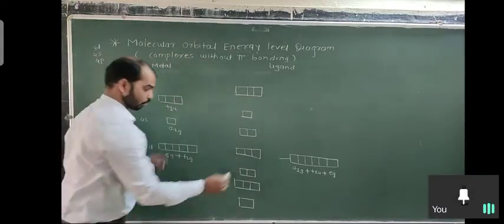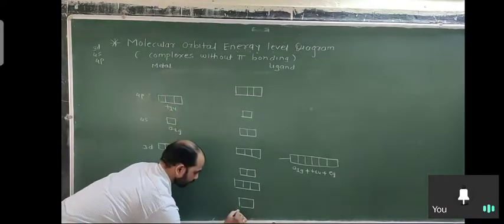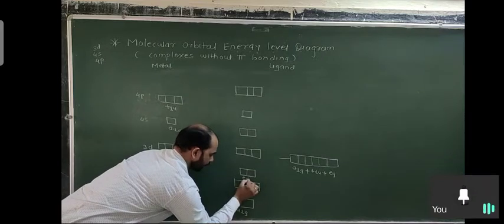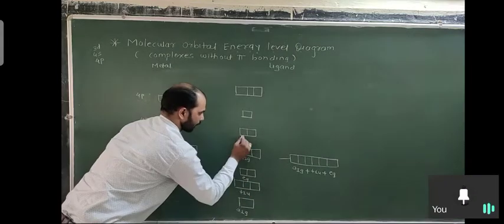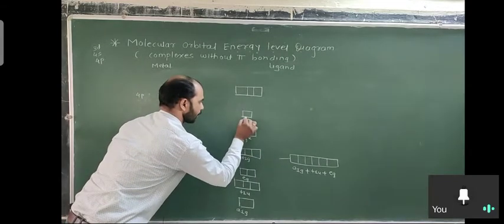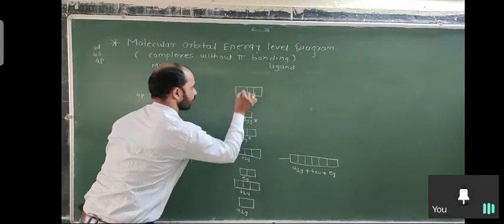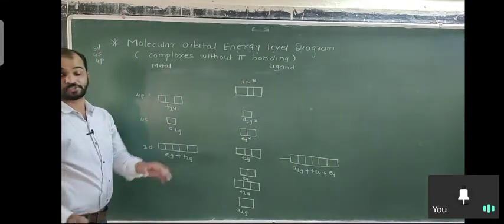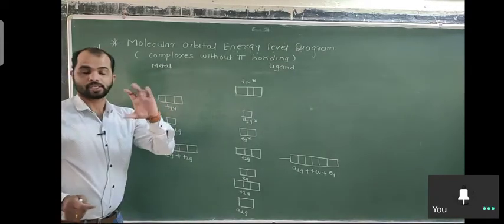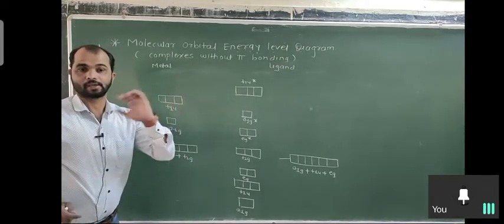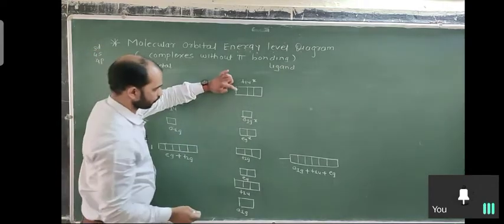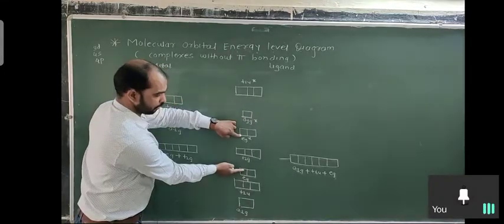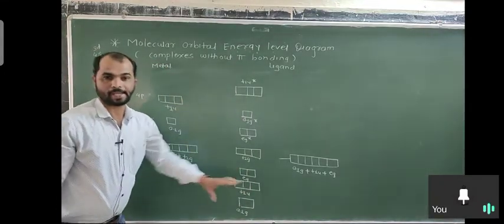Okay, so at the last there is A1g, then T1u, then Eg, then T2g, which is non-bonding, then Eg star, then A1g star, and then T1u star. I already told you there is a large difference between T1u and T1u star, A1g and A1g star. This difference is large, but this difference is very small. This way you draw the diagrams.